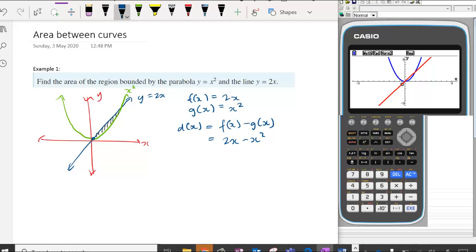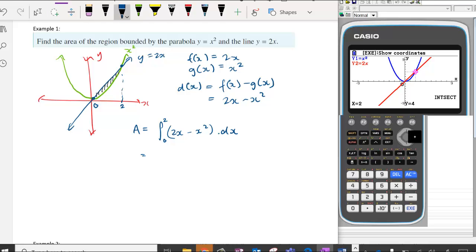Now, these intersection points are really important. You can solve them by hand, or you can do that on your graphics calculator. I will solve on my graphics calculator. So the intersection will be, we have our first intersection point when x equals 0, and the second one when x is equal to 2. So that means our area is the integral between 2 and 0 of our difference function, which is 2x take x squared with respect to x.